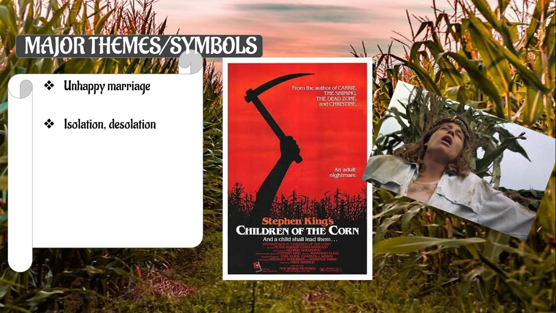Isolation and desolation. These are isolated people. They're in a desolate town. They're in a desolate situation. There's no hope, okay? You lose hope when you're in a situation like that.